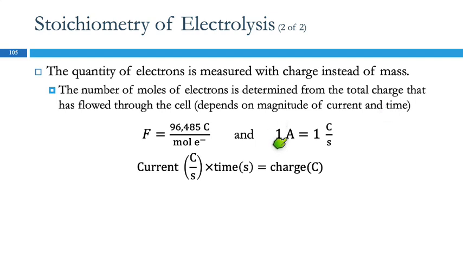So 1 amp of current is 1 coulomb per second. So if we have a current, say, of 2 amps, 2 coulombs per second, and we run that for 2 seconds, that means we have 4 coulombs of charge. And then we have the Faraday constant that relates coulombs to moles of electrons.